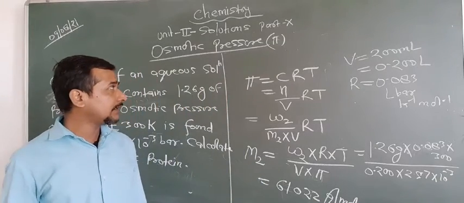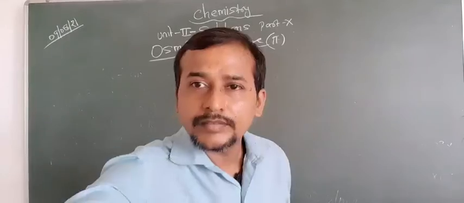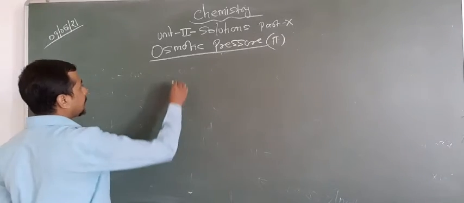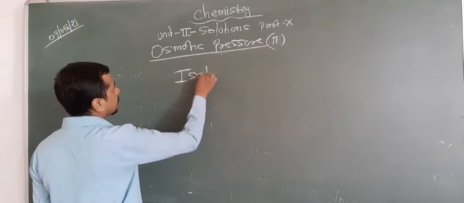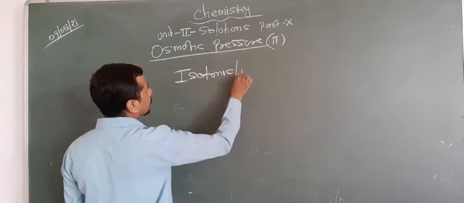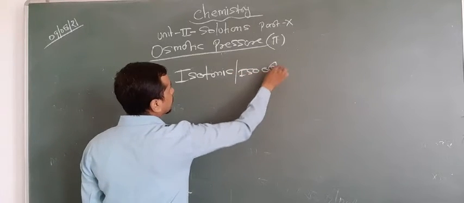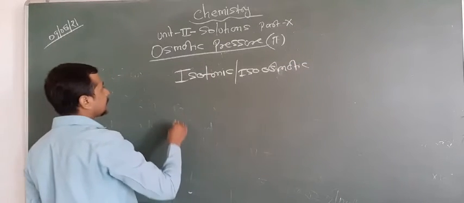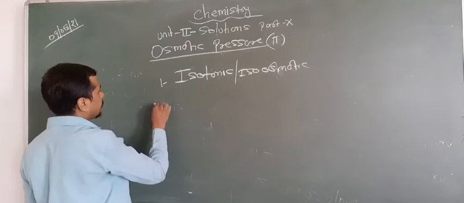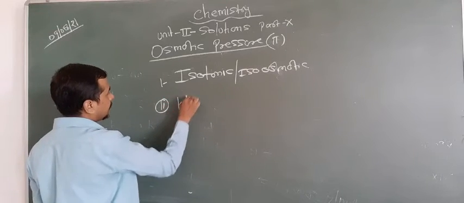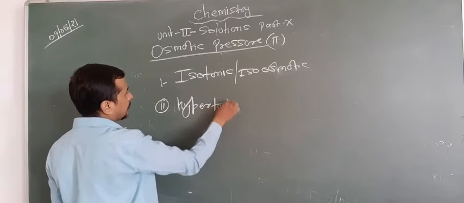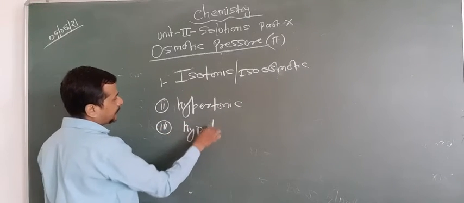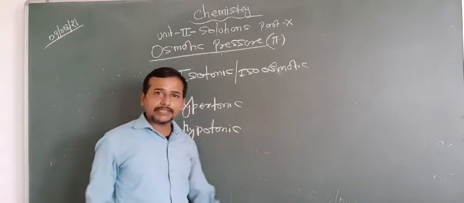So these are all about osmotic pressure. Now some more points regarding the requirement of the chapter. That is the isotonic solution. Isotonic you can also say is isoosmotic. Second, you should know hypertonic, and third, you should know hypotonic.